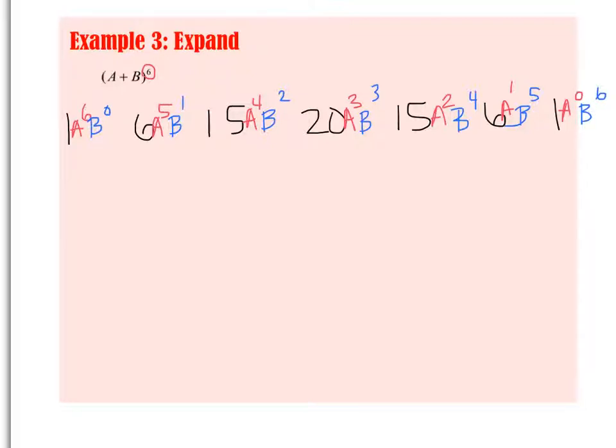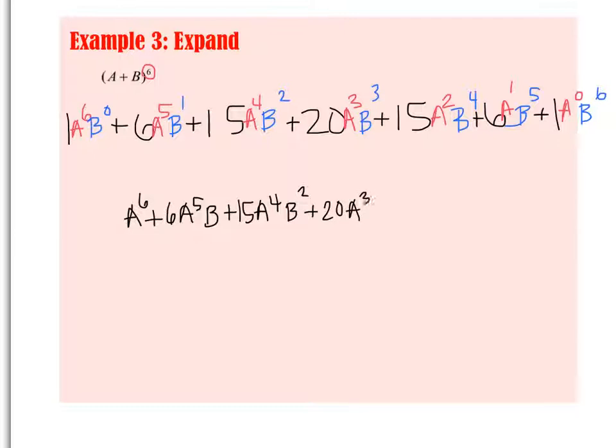Now, each of these coefficients are positive, so we're adding between each of these terms. So let me write this all together now nice and neat. The first one is just A to the 6th, because 1 and B to the 0 are both 1. Then we have 6 A to the 5th B plus 15 A to the 4th B squared plus 20 A cubed B cubed plus 15 A squared B to the 4th plus 6 A B to the 5th plus B to the 6th.